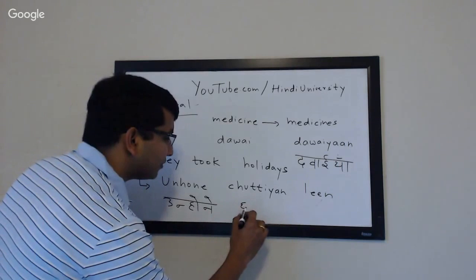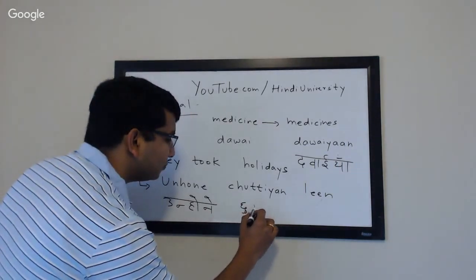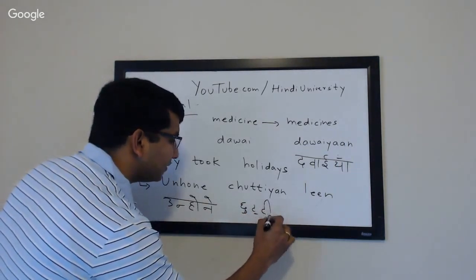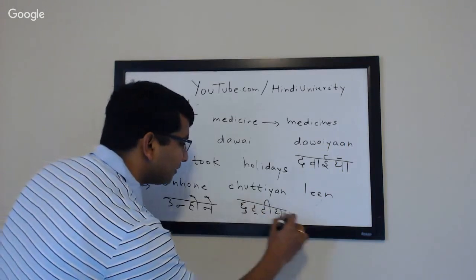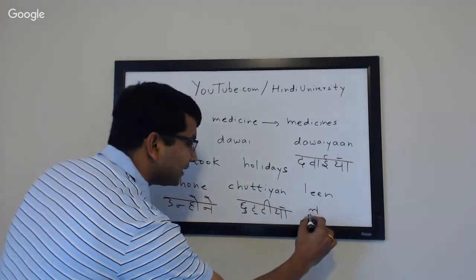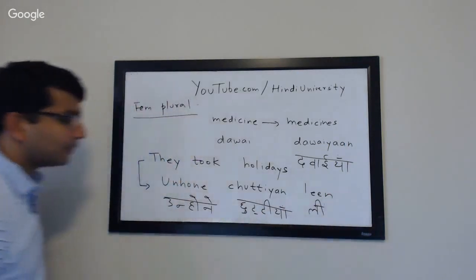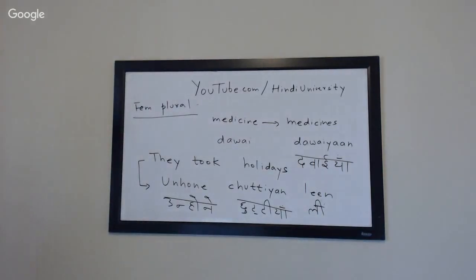And for those of you more on Devanagari, unhone, and then you are saying chuttiyan. So cha with u, after chuttiyan, and then you are saying li. Okay, so I hope this is clear. It basically strengthens your understanding about how to use this irregular verb more effectively.